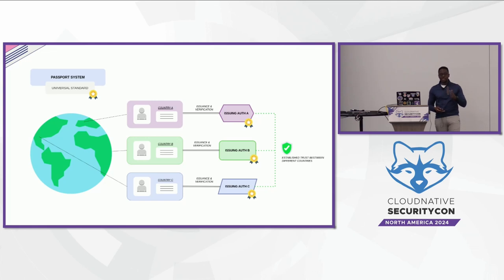However, there is a universal system that is used to essentially verify the validity of that particular document, even though it wasn't issued in that specific country. And that's essentially what we want to translate to our environments with the web of complexity. How do we have a passport-like system?